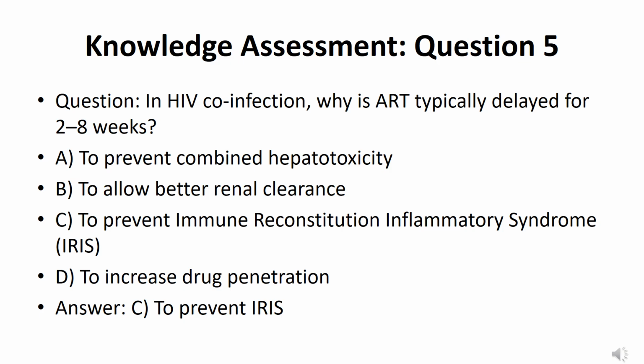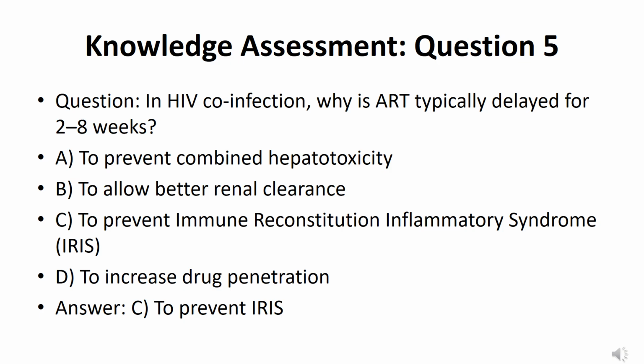Is it A, to prevent combined hepatotoxicity? B, to allow better renal clearance? C, to prevent immune reconstitution inflammatory syndrome, also known as IRIS? Or D, to increase drug penetration? Take a moment to think about your answer. The correct answer is C, to prevent immune reconstitution inflammatory syndrome, or IRIS.